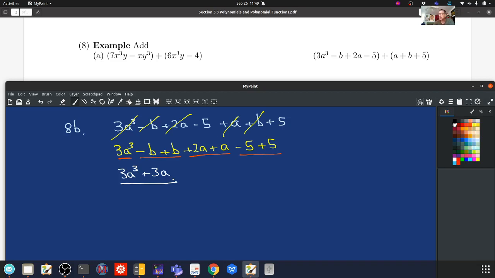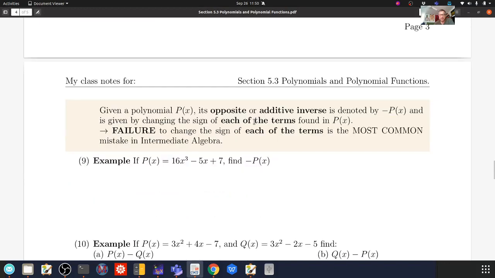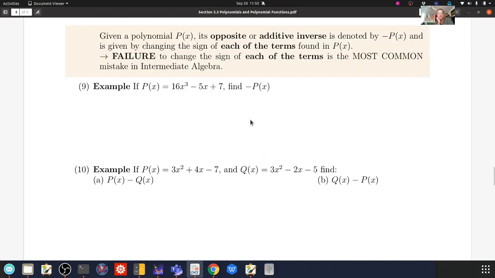So I think on the next page we're going to learn how to subtract. And here I have a warning in a big, huge sign. Given a polynomial P(x), its opposite or additive inverse is denoted by minus P(x). And the P(x) is completely enclosed in parentheses and is given by changing the sign of each of the terms found in P(x). This, for some odd reason, seems to be the hardest problem or technique for many intermediate algebra students.